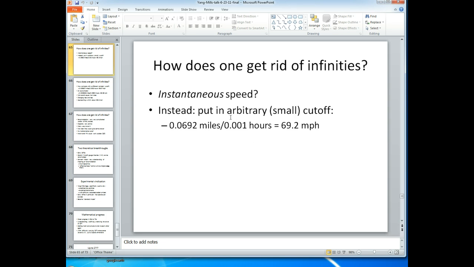Well, what you do is you put in an arbitrary small cutoff. You let the stopwatch run for just a small amount of time, 1/1000th of an hour, 3.6 seconds, and you measure how far you go in that time. So let's say we're on a track and you have a very precise way of measuring how far you go. Suppose you discover that in that 1/1000th of an hour you go 0.0692 miles. Dividing by 0.001 is pretty easy, it just moves a decimal point. Looks like you're going 69.2 miles per hour.